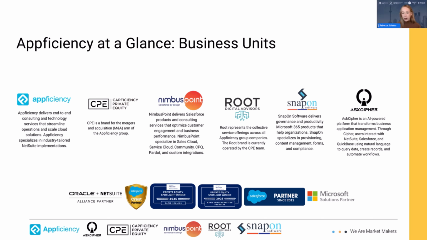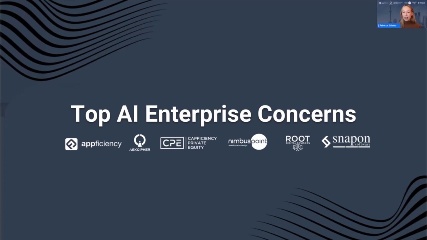Then we have Snap-on Software, which Carlos leads, focusing on governance and productivity for Microsoft 365 products, and also products for NetSuite and Salesforce. And then Nimbus Point delivers Salesforce consulting services. And then, of course, Appficiency focused on consulting and technology services, specifically for ERP. Then we have our newest and most exciting addition, which is Ask Cipher, the AI-powered platform that acts as a layer across all of your biz apps, enabling you to use natural language to query data, create records, automate workflows, and more.